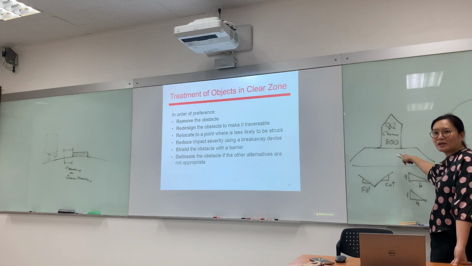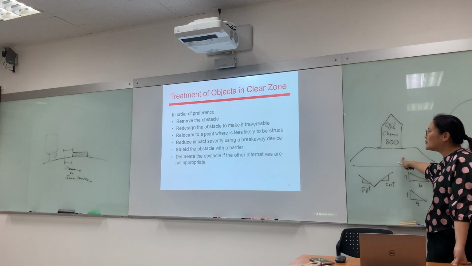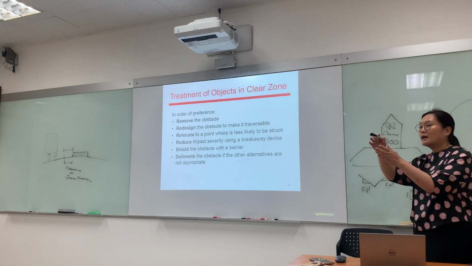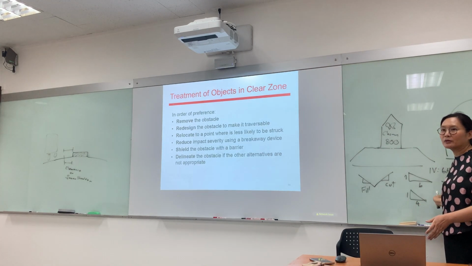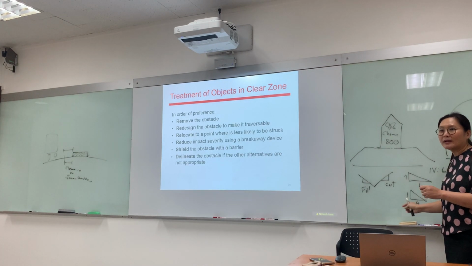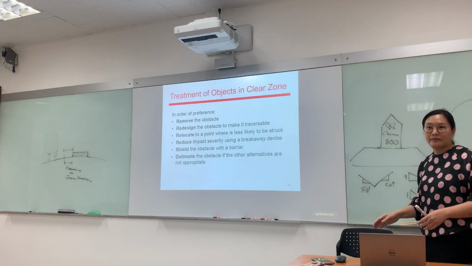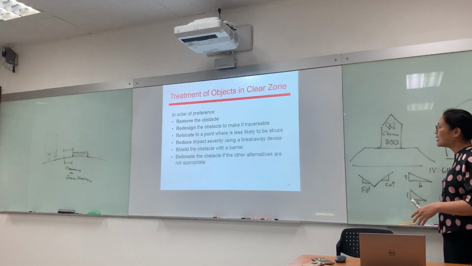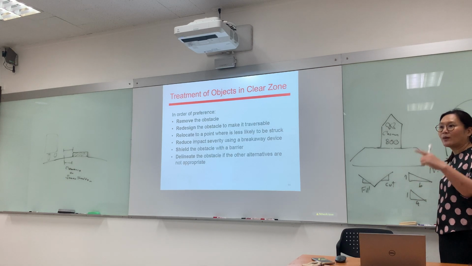Do we need to use the pole like this? I would say this one maybe reduce severity. Redesign, for example, the critical slope. You have 1 to 3. You might redesign it to make it less steep, maybe 1 to 4, 1 to 5. That is redesign. Make it traversable instead of having a side slope of 1 to 3, 1 to 2.